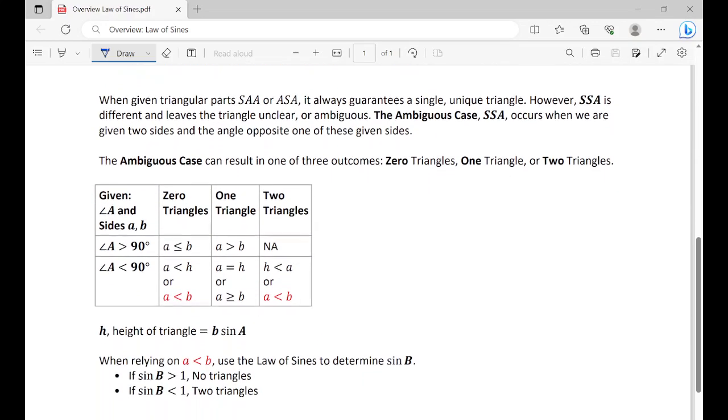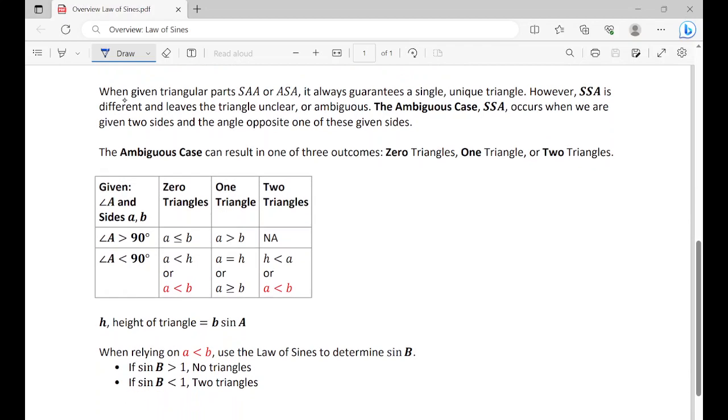Now you gotta be careful. When given triangular parts SAA or ASA, it always guarantees a single unique triangle. However, SSA is different, and it leaves the triangle unclear, or what they would call ambiguous. And this is the tough part. The ambiguous case, SSA, occurs when we are given 2 sides and the angle opposite one of these given sides.